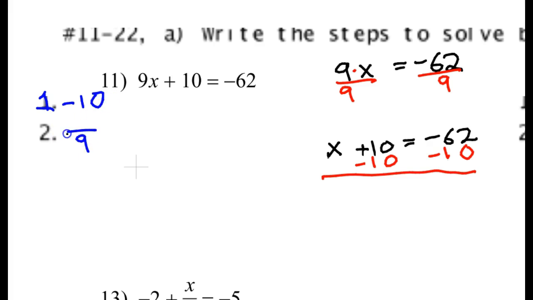Notice how I wrote divide by? It's a fraction. There's some number on top over 9. That's how you divide. Similarly, you could do the reciprocal if you wanted. You could multiply by 1 over 9. That means the same thing. So either one, not both. Either one.